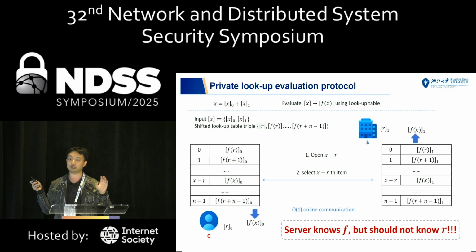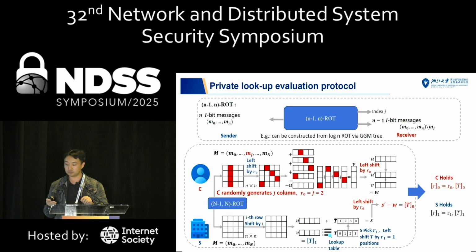In the online version, you open one index, that's it. And in the offline, what we need to do, well, it's complicated. We need to not shuffle, it's also a bad word. We need to cyclic shift the table, obliviously.